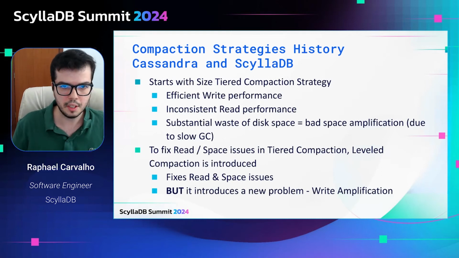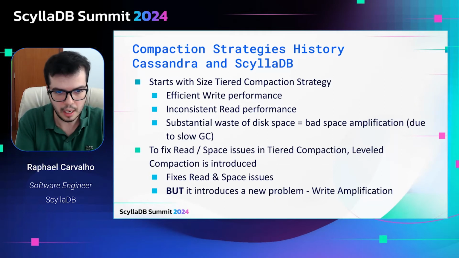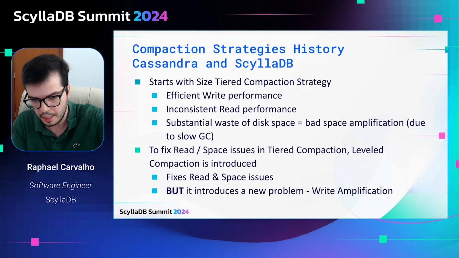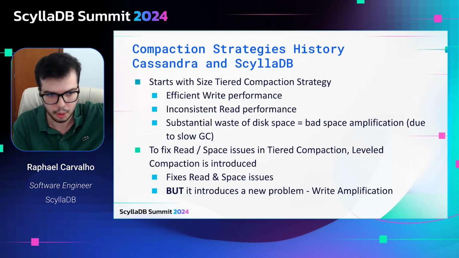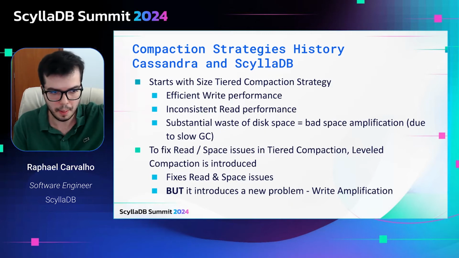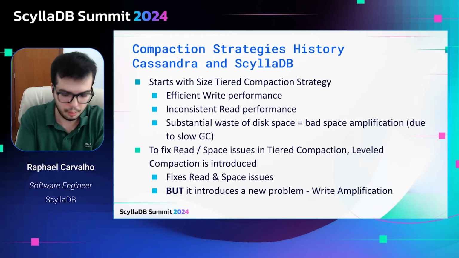So it always starts with size-tiered compaction strategy. It has efficient write performance, but bad space amplification. You need more disk space available in order to allow that high space amplification. It also slows the process of garbage collection, because with space amplification, it could happen that you have redundant data across the levels in the LSM tree. And to fix the read and space problems, leveled compaction was introduced, but it caused write amplification.